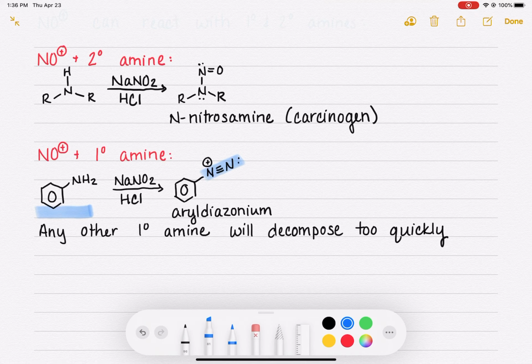However, the aryl diazonium is stable. You can probably guess it's stabilized because of its resonance, and it is a really useful precursor for a series of reactions that we're going to cover in the next section.